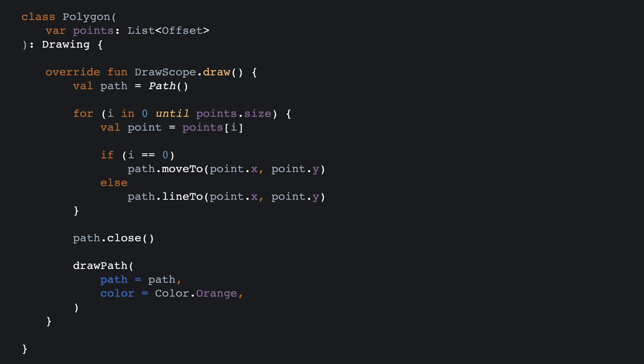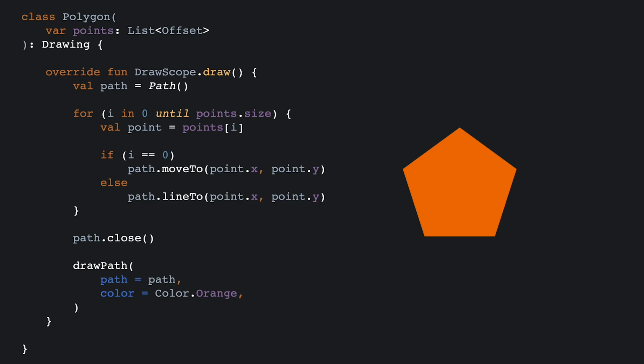We will move to the first point, and then we will keep adding lines until we reach the last point. Then we are just going to close the path and draw it. So as you can see, you don't have top left or something. So to control the position of this polygon, we need to change the positions of all the points. So we can't just use the shape movable here. We need to create something new.